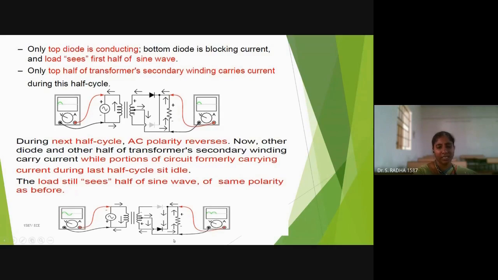This is the working of the center tap full wave rectifier, and there are theoretical points as well. In your free time you can go through them.